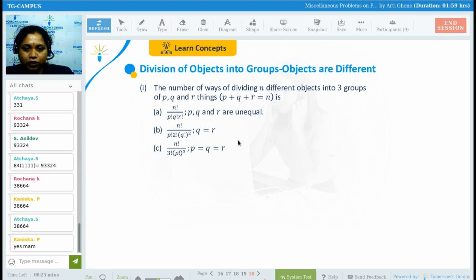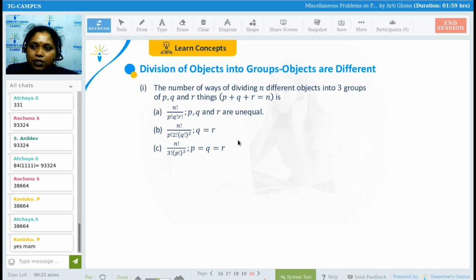the number of ways. Now see the division of groups. This we already seen, but quickly it can be done many times. The number of ways of dividing n different objects into 3 groups of sizes p, q, r, where p plus q plus r is equal to n, is n factorial upon p factorial, q factorial, r factorial if p, q and r are unequal group sizes. If any value is repeating, say q is equal to r, then it will be n factorial upon p factorial into q factorial square into 2 factorial. If all are equal, it is n factorial upon p factorial whole cube into 3 factorial.